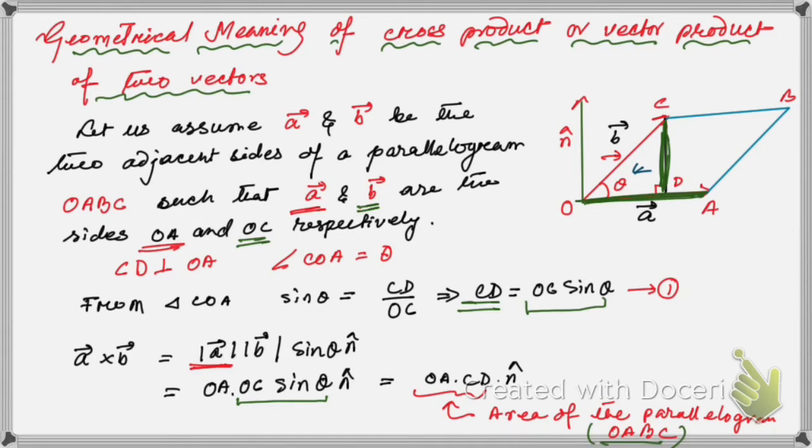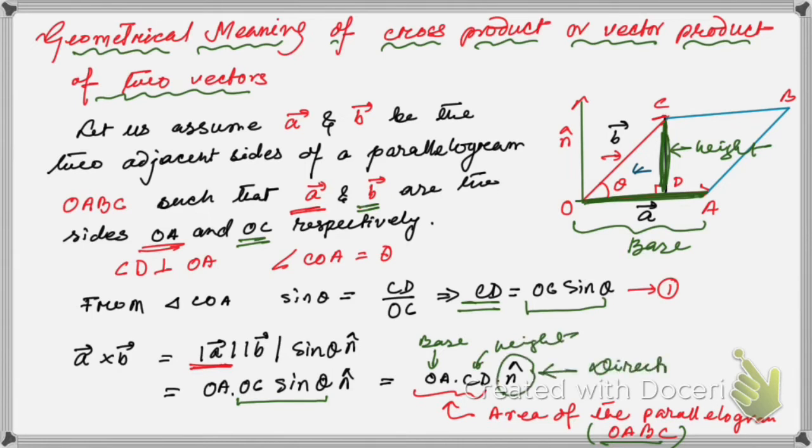So the magnitude of A cross B gives the area of the parallelogram whose adjacent sides are the magnitudes of the vectors A and B, right? So hope you have got this. This is base, this is height, right? OA is the base, CD is the height. So that's why n cap is the direction of the area vector, right?